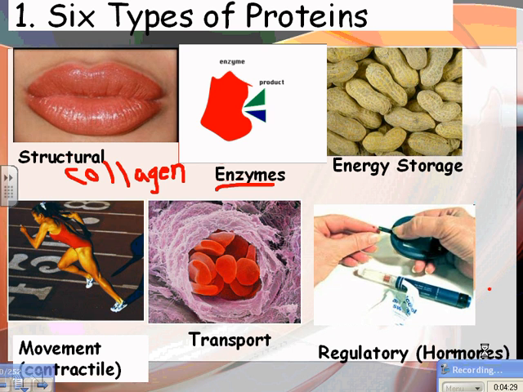There are hormones that are not proteins. They're called steroid hormones, and we talked about those already when we talked about lipids. So there are two types of hormones: protein hormones and steroid hormones. Enzymes, however, are almost always proteins.